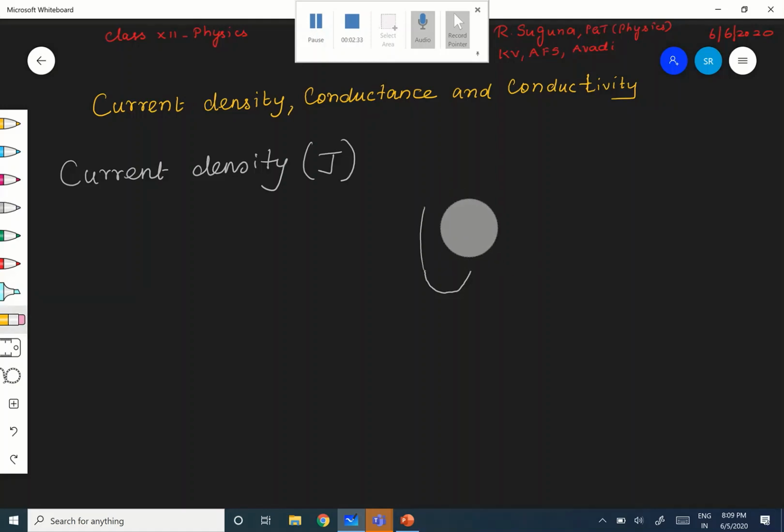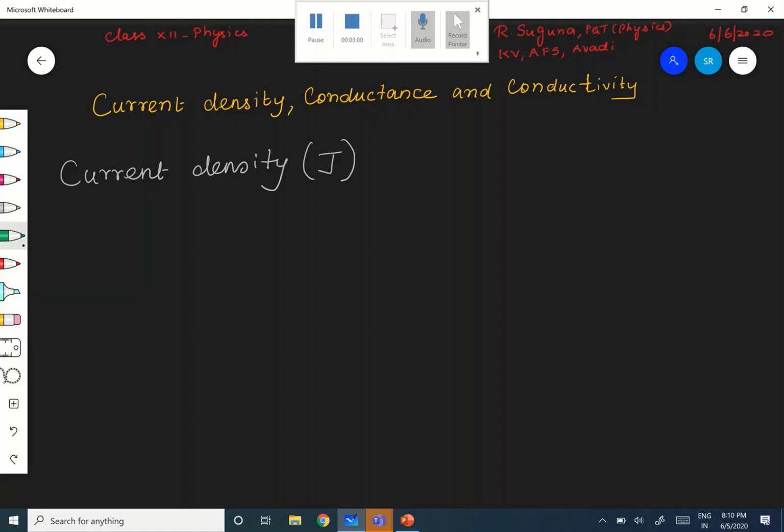Once again I am repeating the definition. Current density at a point in a conductor is defined as the amount of current flowing per unit area of the conductor taken around that point, provided the area is held normal to the flow of current. Now let me explain this in detail.